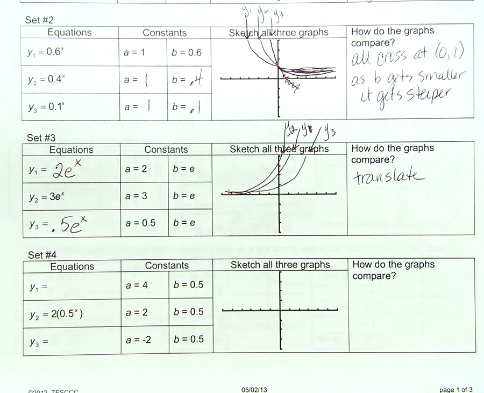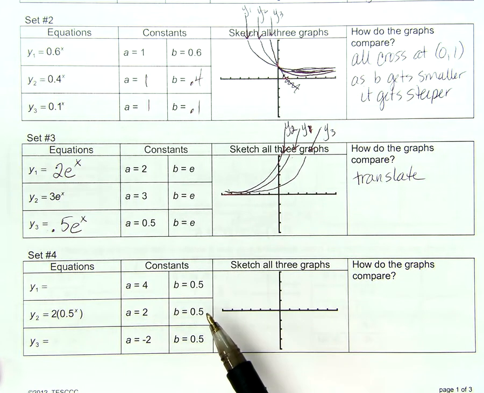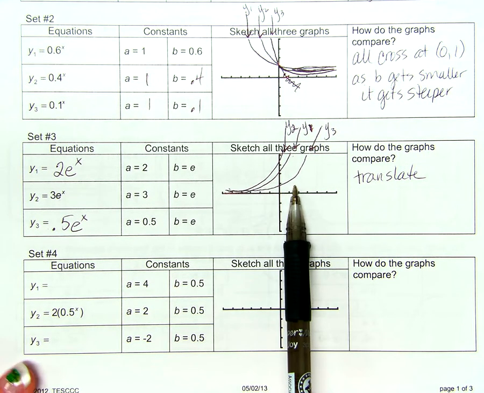So you think this is a translation? Are these all the same shape? If y sub 3 is a stretch, why wouldn't y sub 2 be a stretch also? You know what I'm saying? I'm asking. I want you guys to figure it out. You're telling me it looks like a translation, right?